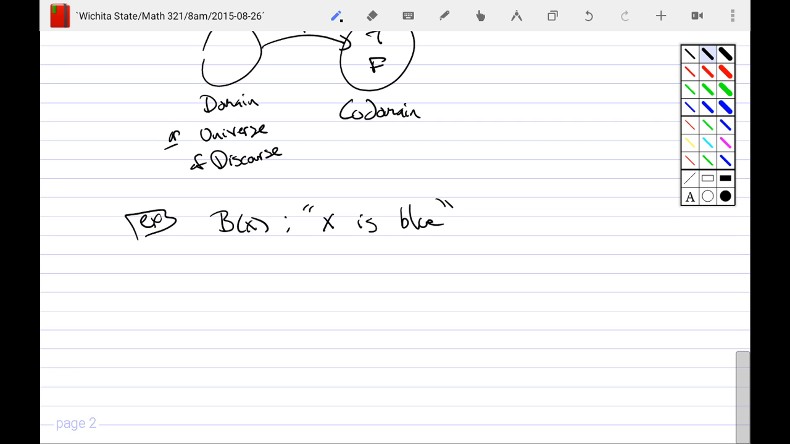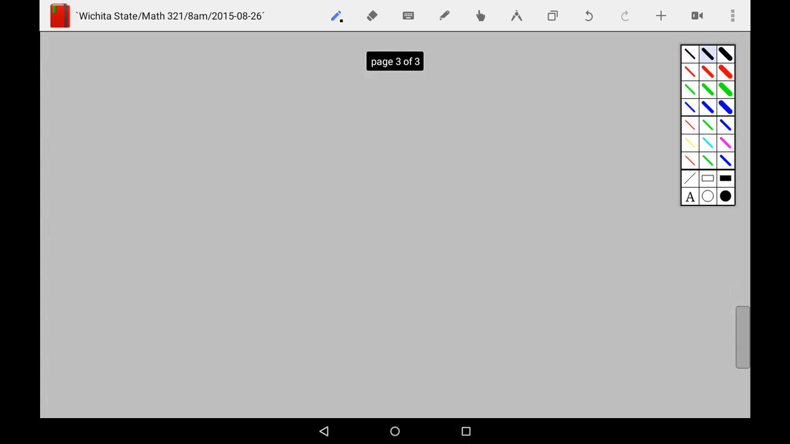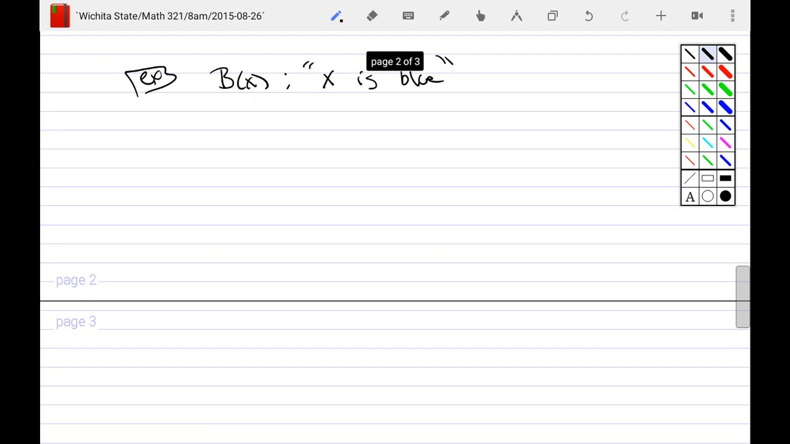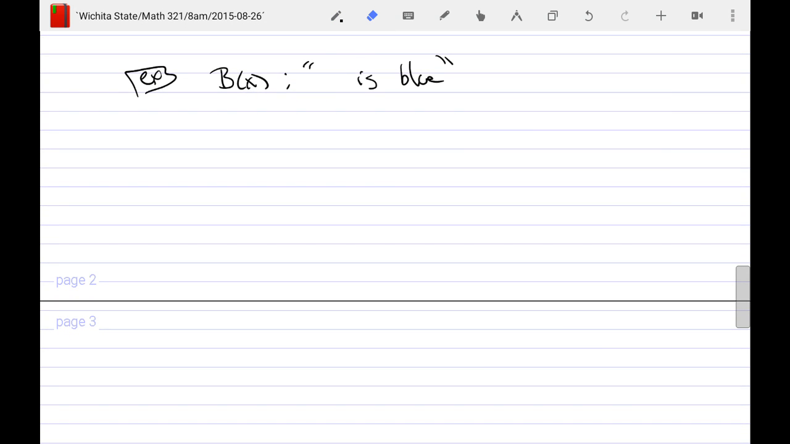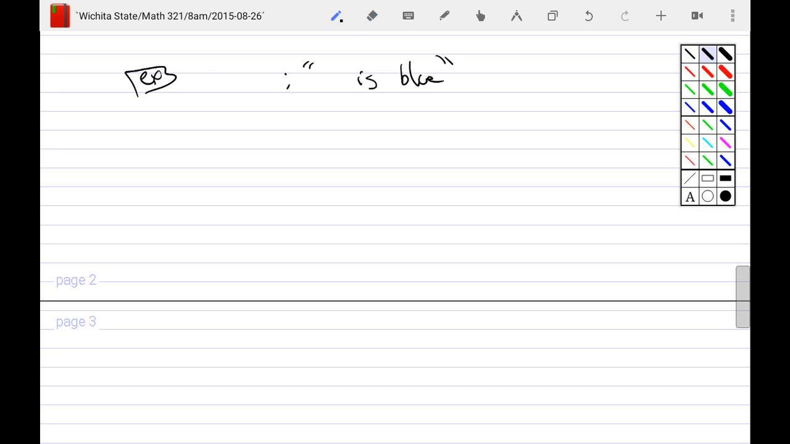X isn't actually an x, right? What are the variables of propositional functions? If instead of x I had written B of something, that something being blue, that's what the variable, the x, really represents: fill me with something. Put something here. So it really is "blank is blue."